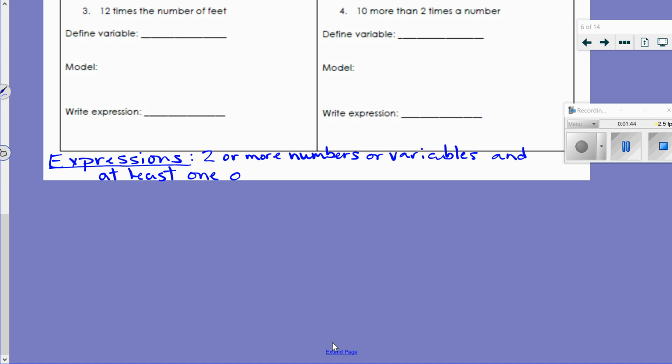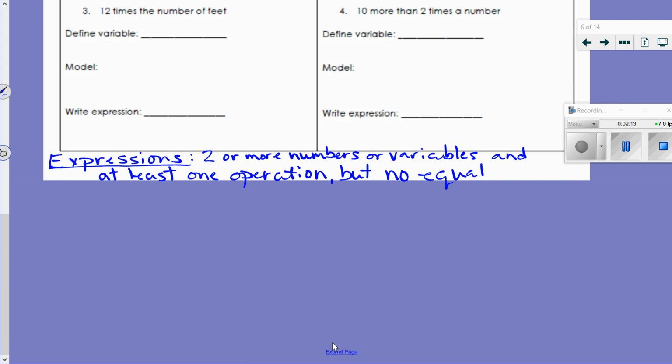Here's the other key though, but no equal sign. As soon as I throw an equal sign in, I now have an equation. So another way to think of an expression is it's basically half of an equation. But it includes 2 or more numbers or variables and at least one operation. That is an expression.